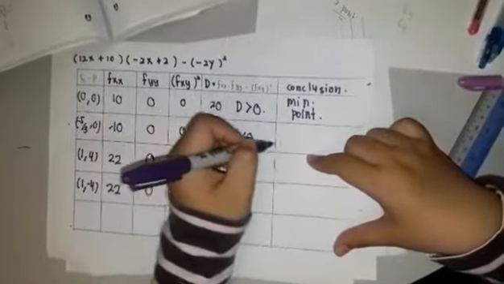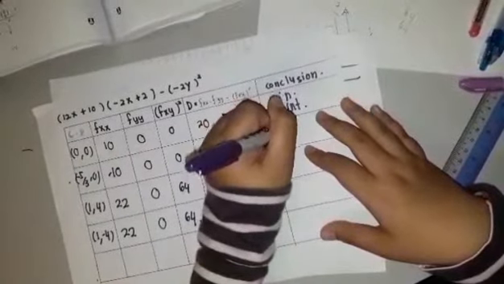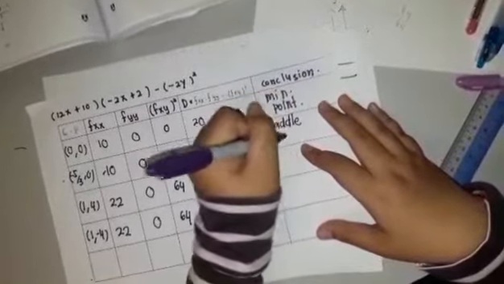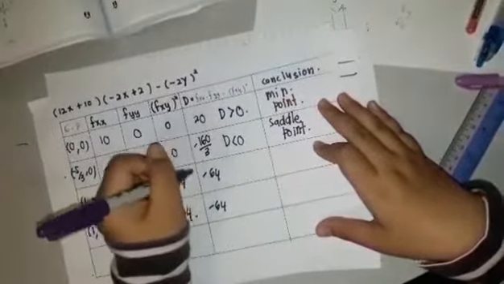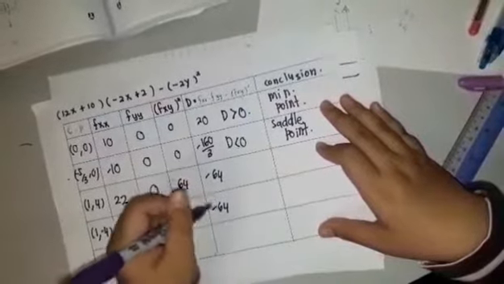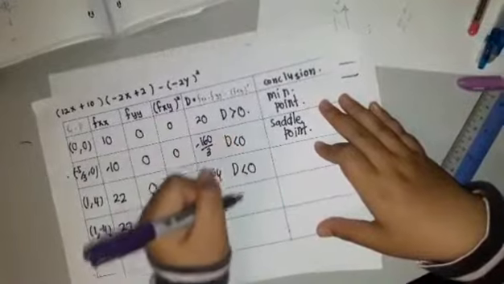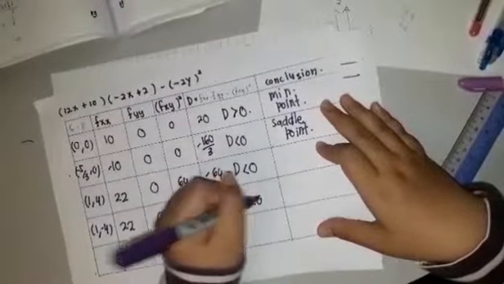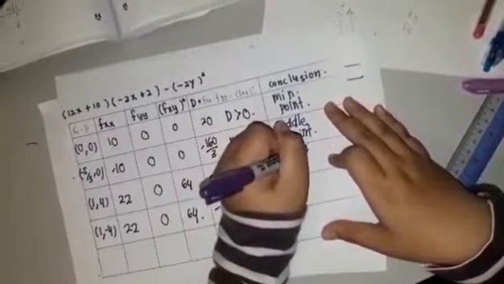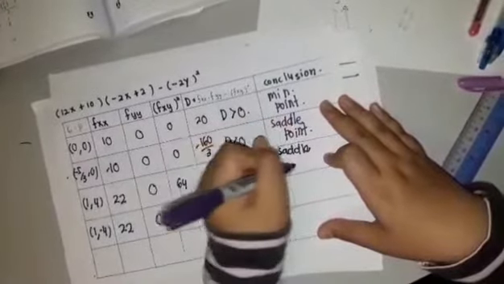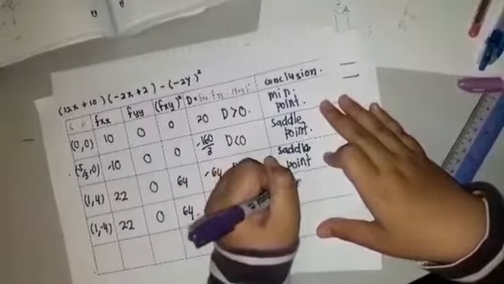D less than 0 means a saddle point. Same goes for this, it's negative. The last is also negative. So that means D is less than 0, and this one also D is less than 0. So the last two conclusions are also saddle points. This one also is a saddle point.